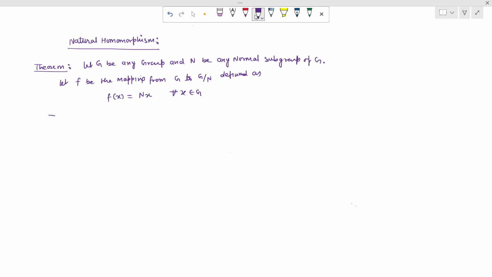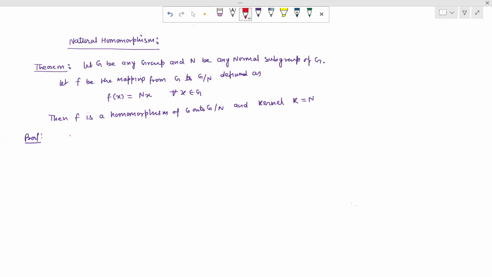So then f is a homomorphism of G onto G over N, and the kernel K is equal to N. So kernel K, or we can say that kernel f, is equal to N. So this is the statement. Now we shall prove this theorem.